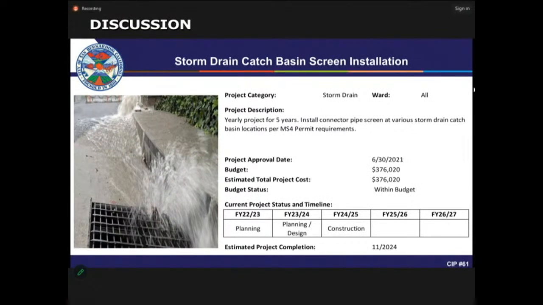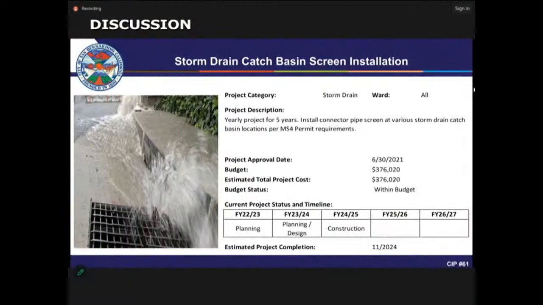The next project is storm drain catch basin screen installation. This is a multi-year project. This is for phase 2. It's essentially installation of connector pipe screens at various existing catch basins to comply with MS4 permit requirements. So the budget for the project is $376,000, and anticipated completion is fiscal year 24-25.